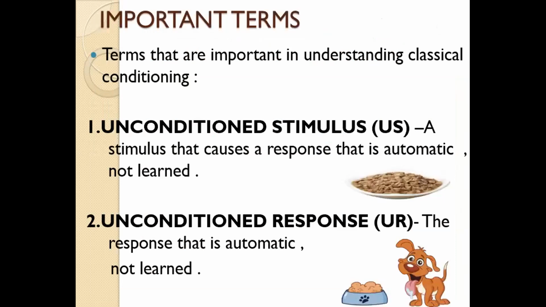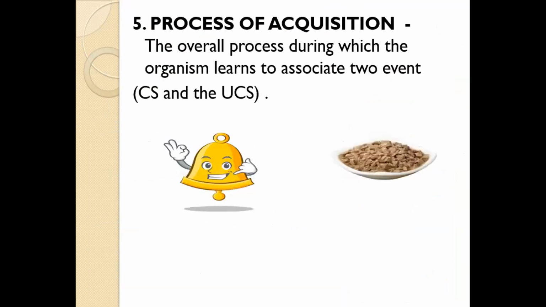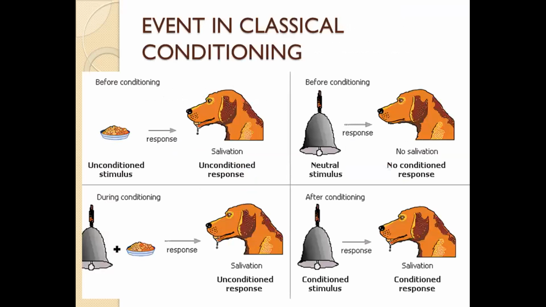Terms that are important in understanding classical conditioning: Unconditioned stimulus, a stimulus that causes a response that is automatic, not learned. Unconditioned response, the response that is automatic and not learned. Conditioned stimulus, a previously neutral stimulus that, because of pairing with the unconditioned stimulus, now causes a conditioned response. Conditioned response, a learned response to a stimulus that was previously neutral. Process of acquisition, the overall process during which the organism learns to associate the two events, that is the conditioned stimulus and the unconditioned stimulus. What are the events in classical conditioning?